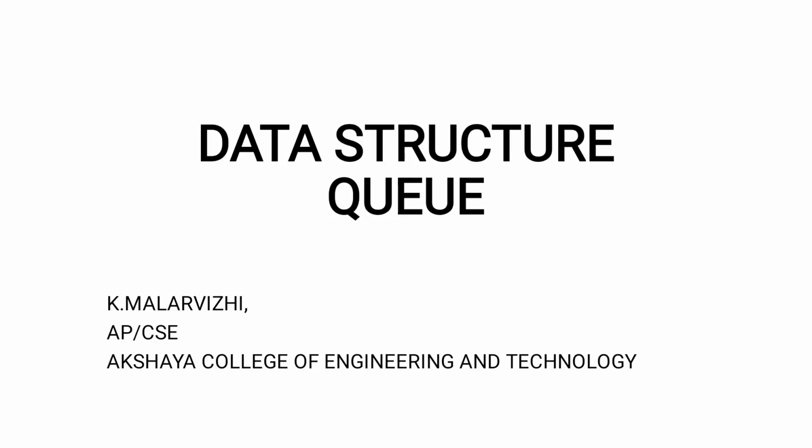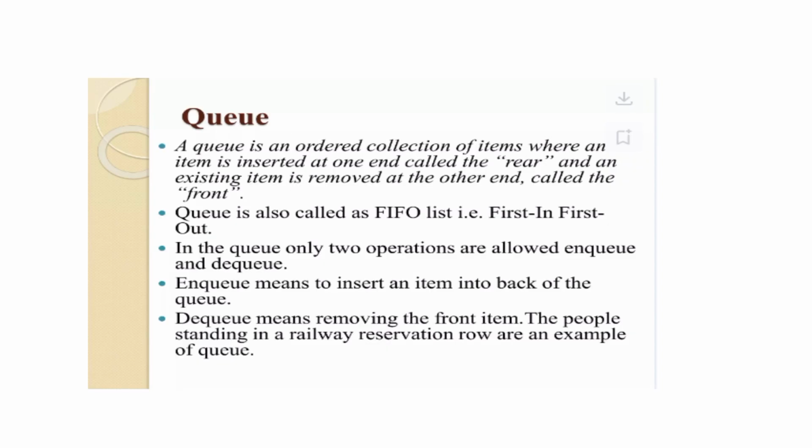Today's topic we are going to talk about queue, the data structure. So a queue is a linear data structure. A queue is an ordered collection of items where an item is inserted at one end of the queue called the rear, and an existing item is removed at the other end called the front.